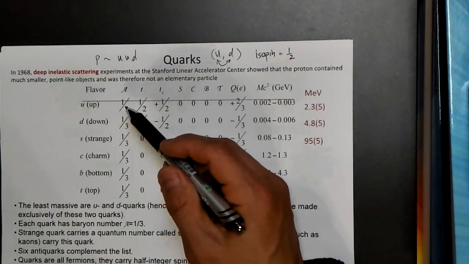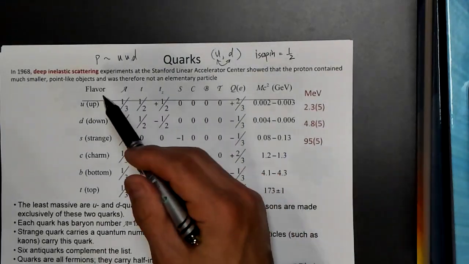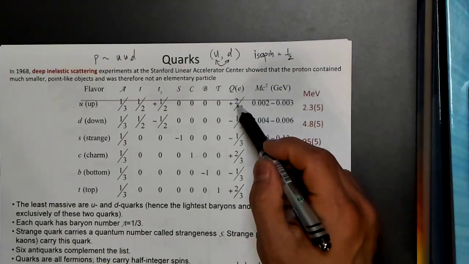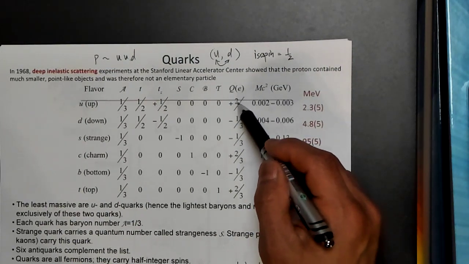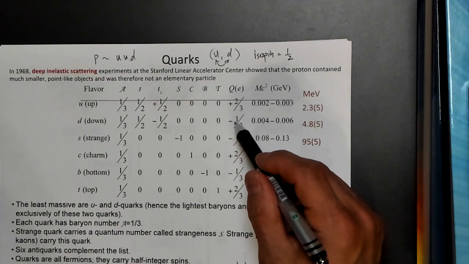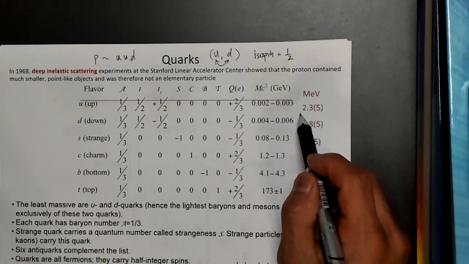Okay, and for the strange quark, I didn't tell you much about the end of this table here. The up quark has a charge of +2/3, and the down quark has a charge of -1/3. We've already discussed this before.